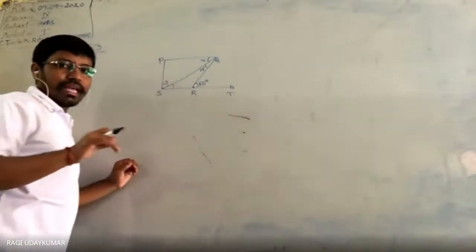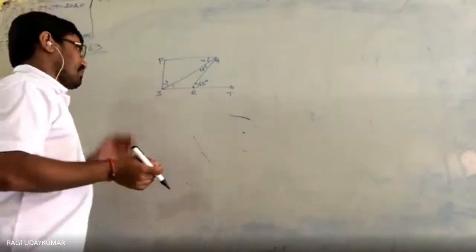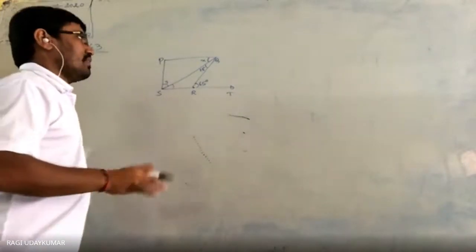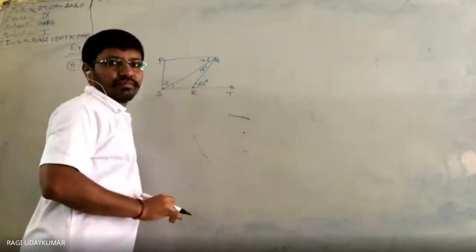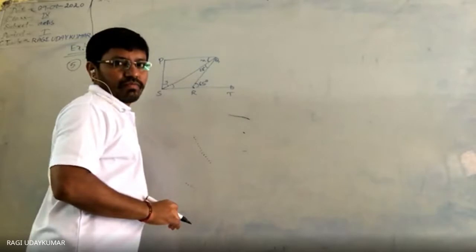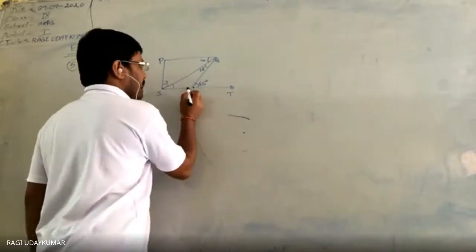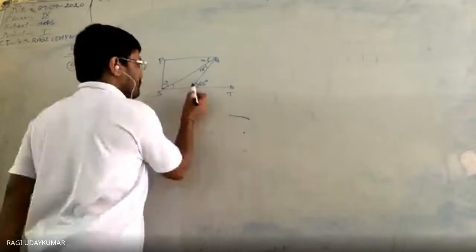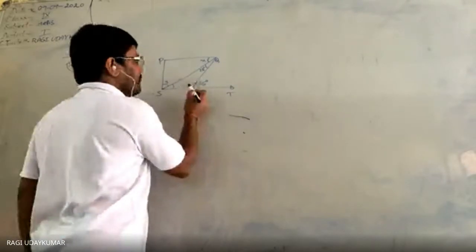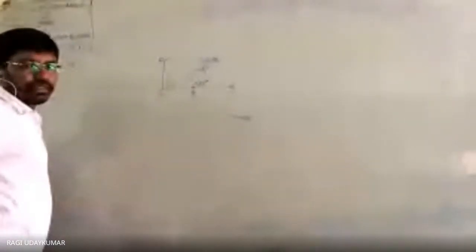See how to analyze like this. QSR you need to find out. Can we find QSR? Yes. The sum of these two will be equal to this one. It's not necessary to find this angle. If you find this angle also, it is the same thing. If you find this angle and the sum of the three angles, or here the exterior angle property.